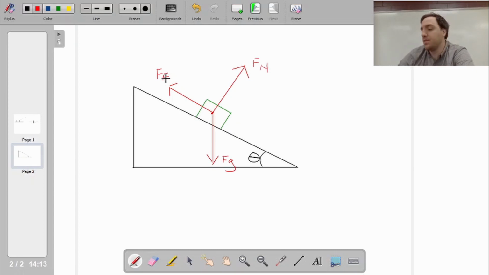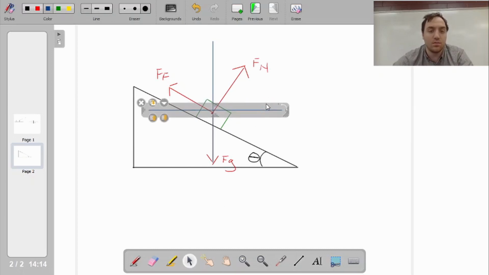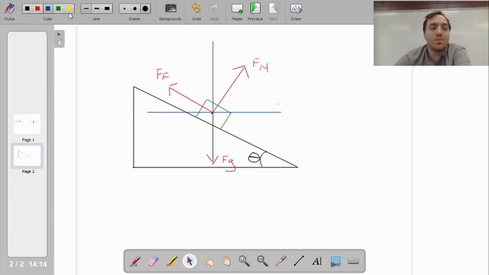The problem with this is if we draw in our coordinate system or our grid, the only thing that really lines up is gravity. There are these other two angles that we have to break up two vectors on. And worse, we don't know what those angles are. All we know is the angle of the ramp.